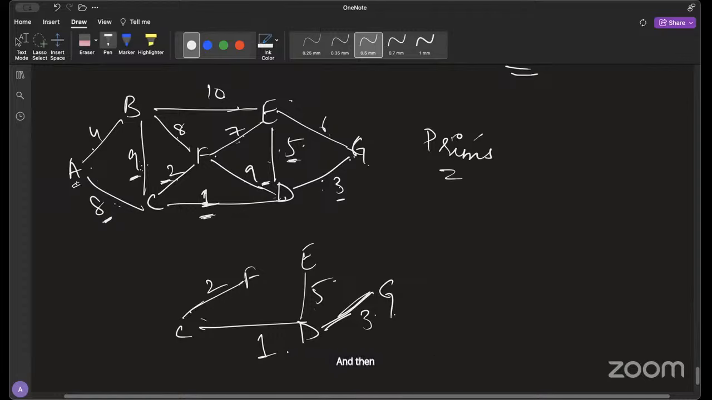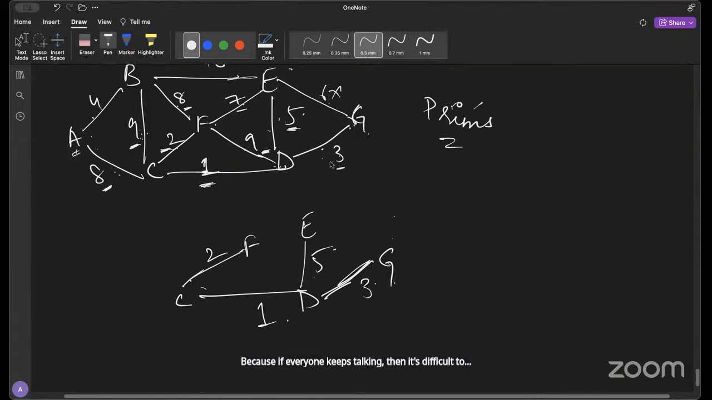Ma'am, then we can choose BF now. Yes, you can choose BF, but then for BA, we have things smaller than 8 here. We have 6 here, so we should choose this first. But ma'am, D has already been chosen, that'll be a cycle. You can't choose BF. After that, BF and BA, then it comes to 23. Everyone else can unmute yourself, because if everyone keeps talking, then it's difficult to finish everything in 11 minutes.